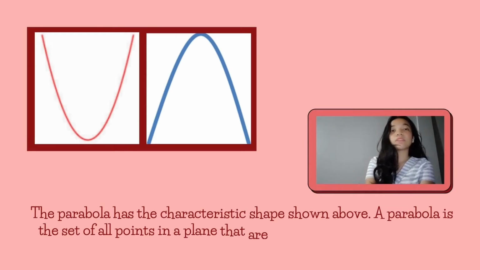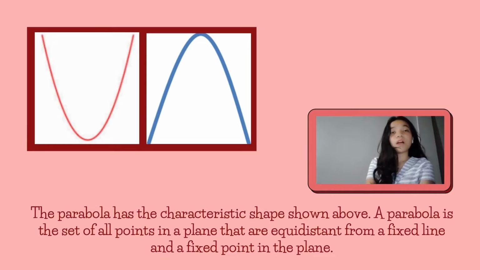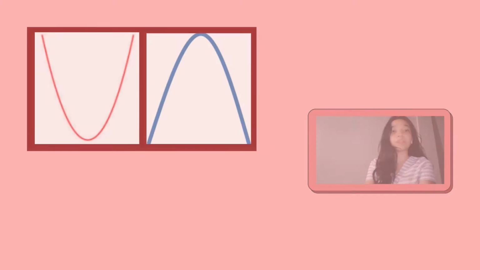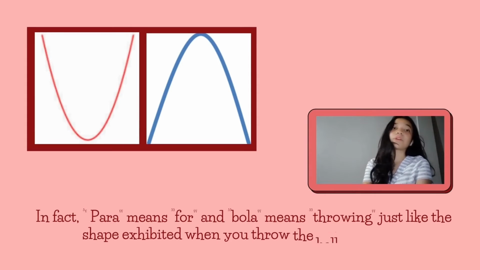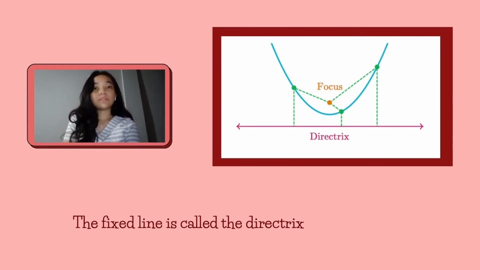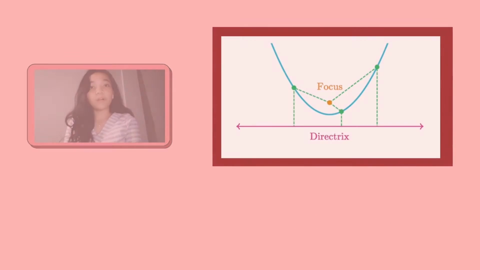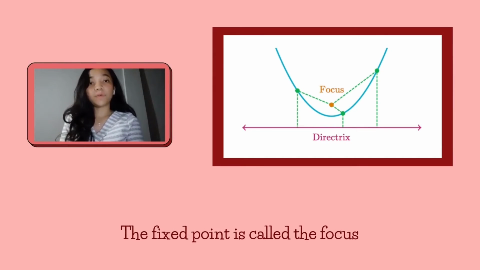The parabola has the characteristic shape shown above. A parabola is a set of all points in a plane that are equidistant from a fixed line and a fixed point in the plane. In fact, para means for and bola means throwing, just like the shape exhibited when you throw a ball in the air. The fixed line is called the directrix of the parabola. The fixed point is called the focus.